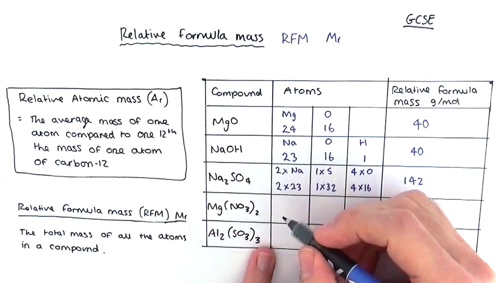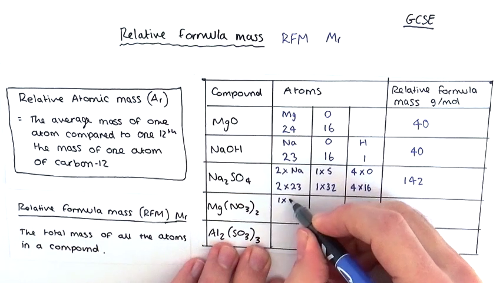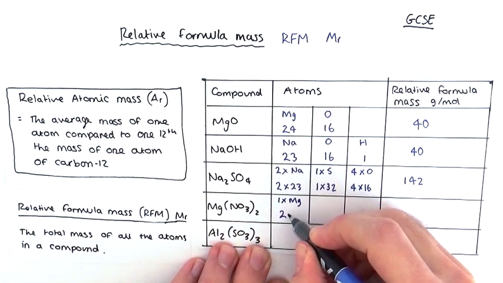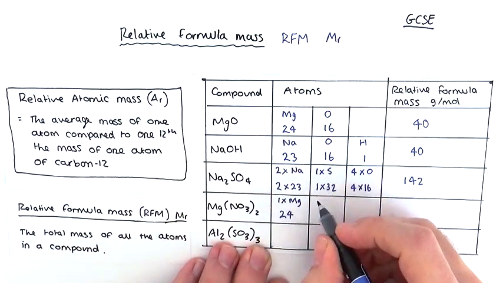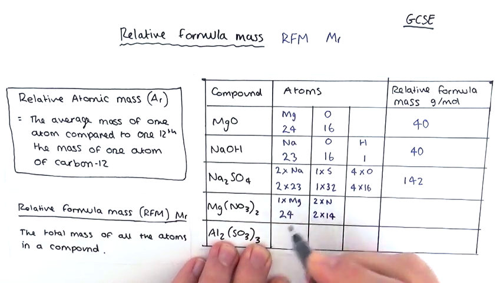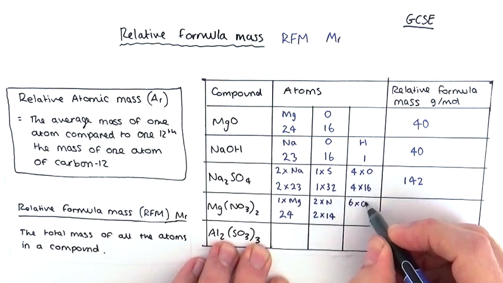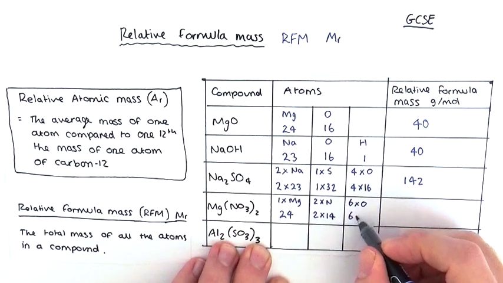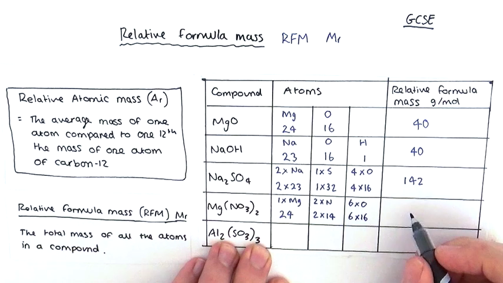Let's look at the next one. We've got magnesium here, so we've got one magnesium atom, and this has a mass of 24. We've got two nitrogen atoms, 2 times N, so 2 times 14 for the mass of the nitrogen atoms. And then here we've got 2 times 3, so we've got 6 oxygen atoms. So that's 6 times 16. And if you do this as a calculation, you will end up with a total mass of 148 grams per mole.